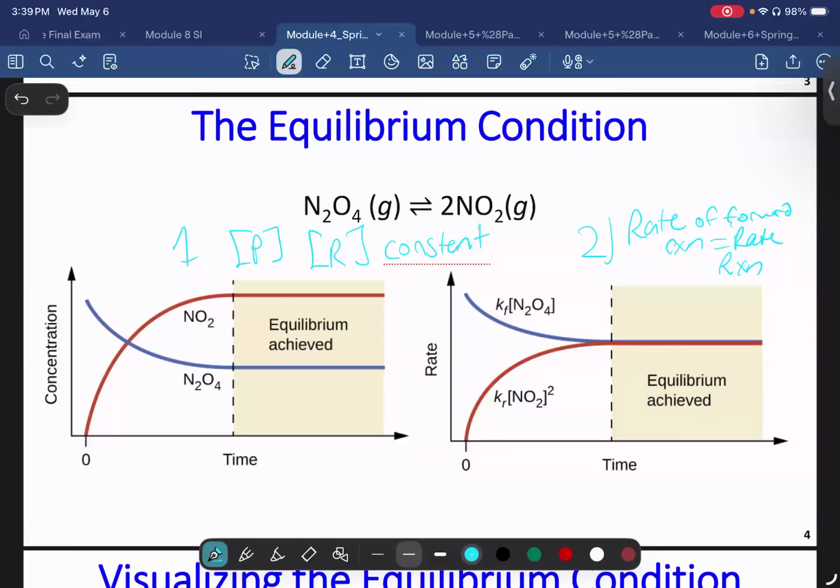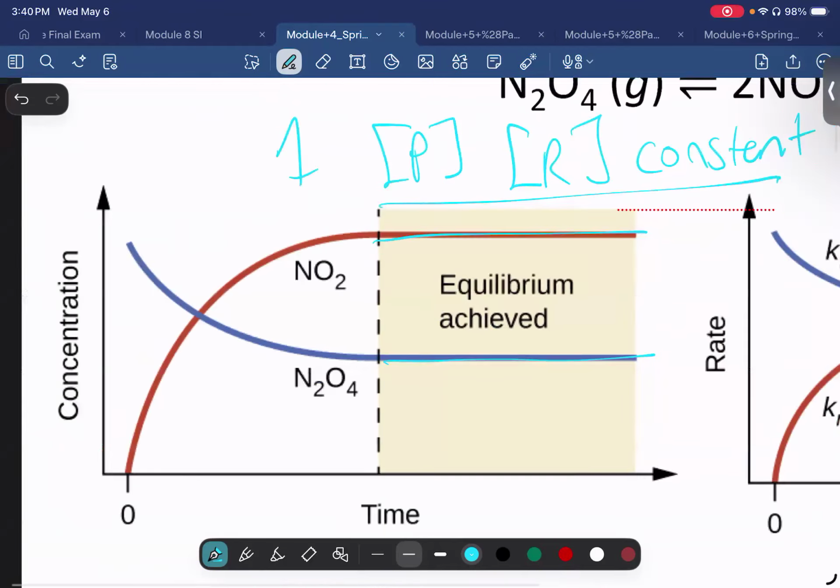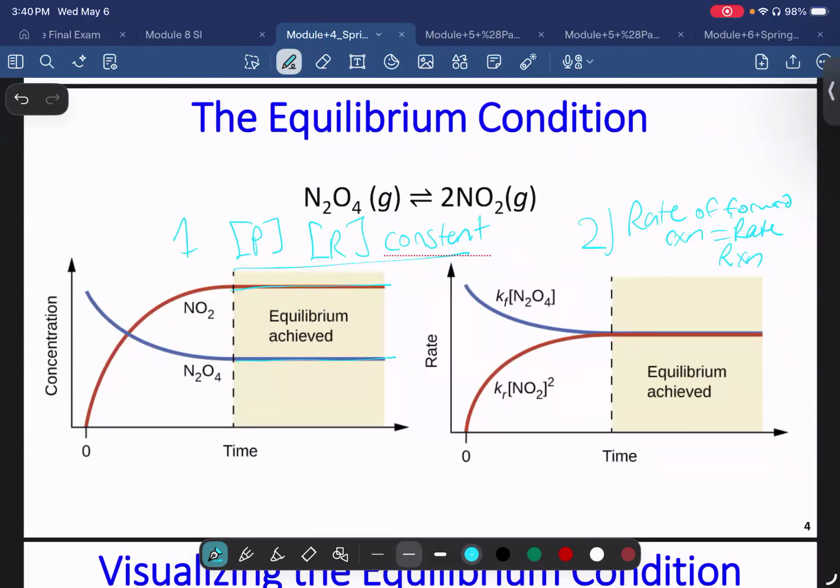So when a question says something is being initially added, that's not equilibrium. At equilibrium, you're going to see the products and reactants are constant, and the rate of the forward reaction is equal to the rate of the reverse reaction. You see this in this chart. The products and reactants remain constant, and the only way for those things to remain constant is if the rates of the forward and reverse are equal. And that's what we see.